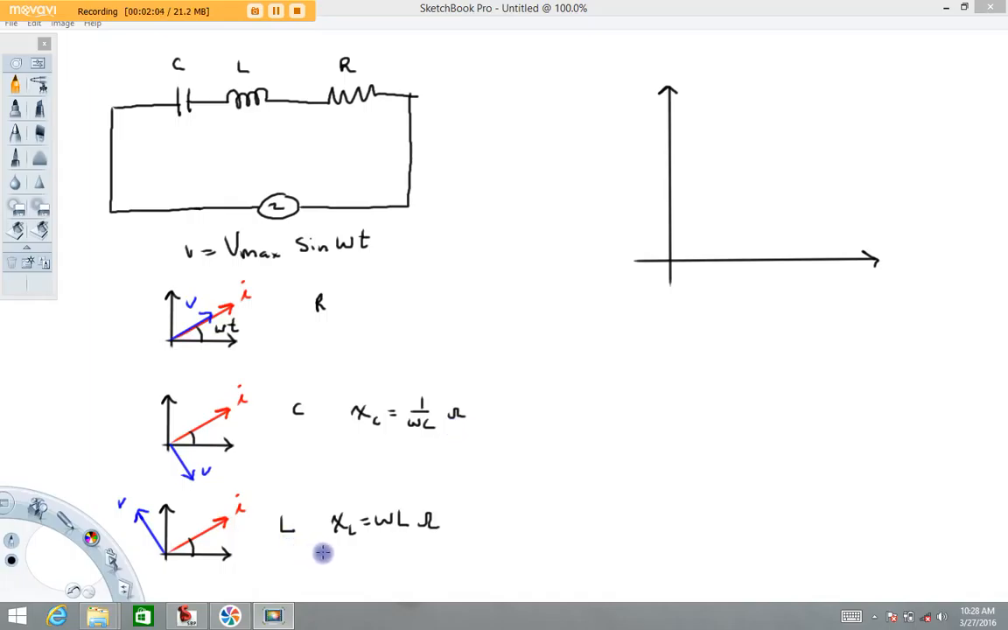The inductor also has an inductive reactance. The reactance is basically the resistance of the inductor in the circuit. So the reactance of the inductor is omega L. Again, that's measured in ohms. So the phasor diagrams and these reactances are going to be very important when we're trying to draw the phasor diagram for the big picture.